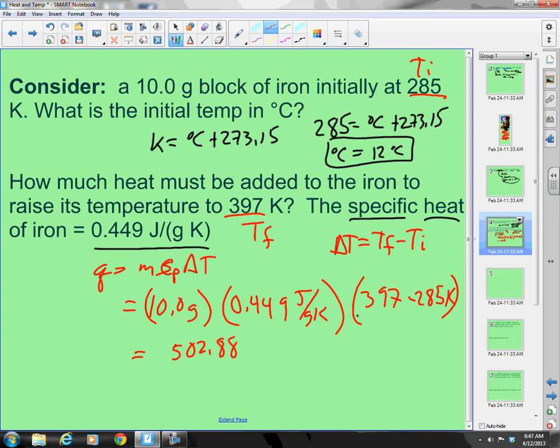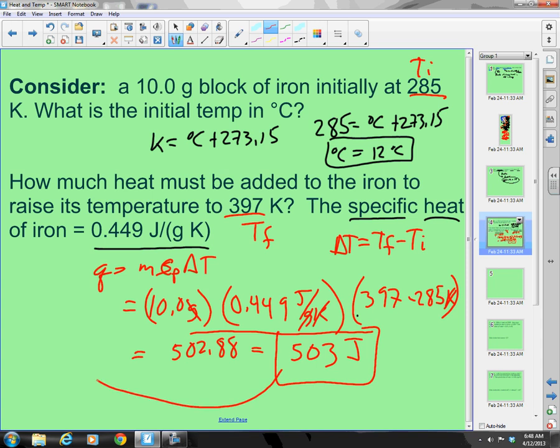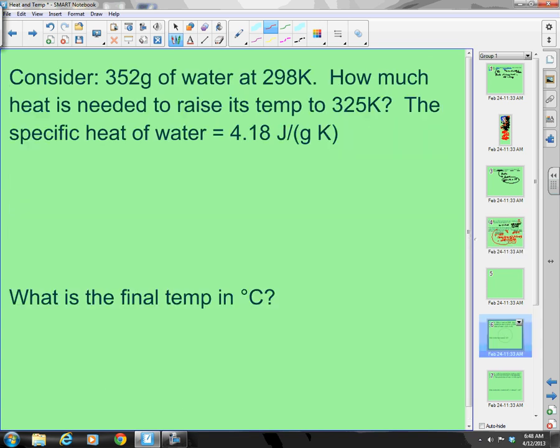And my answer is 502.88. How many sig figs? It looks to me like I can get 3 sig figs out of this. So this would be 503 what? Well, my grams cancel, my Kelvin cancels, and I'm left with joules. There we go, 503 joules. So how much heat must be added? 503 joules must be added. Okay, you guys do this one and bring me back when you're ready.